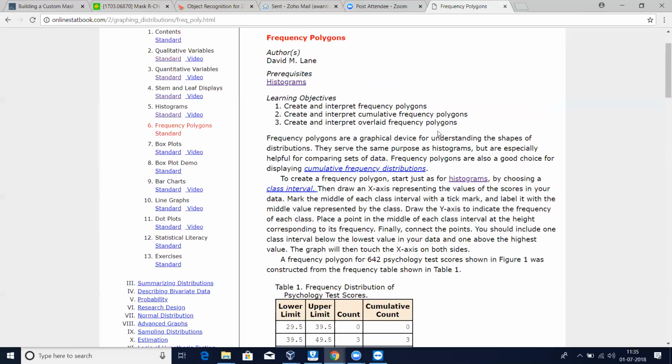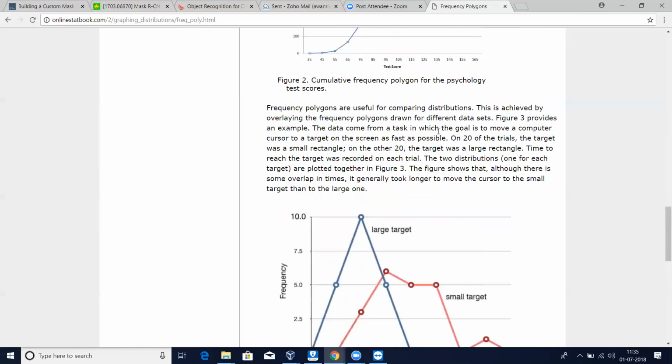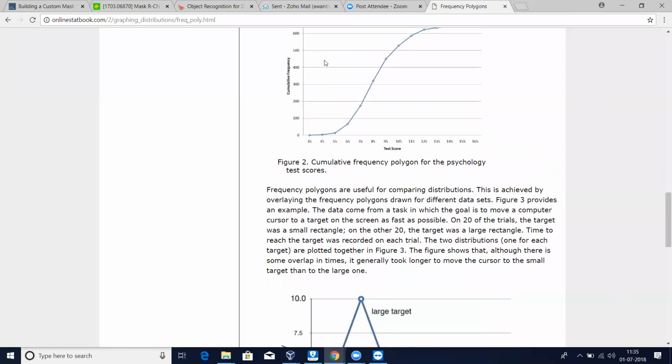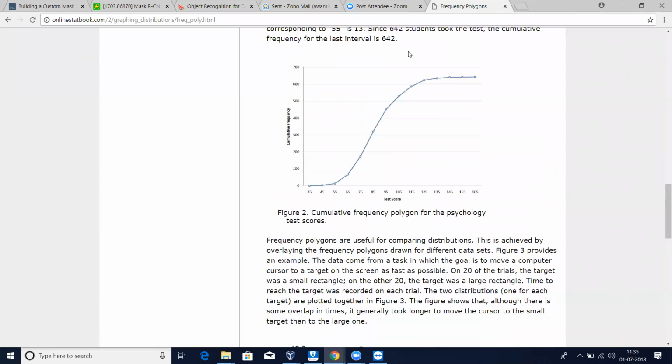Okay, so this is your cumulative frequency, right? What is happening over here is whatever has happened till here plus the ones before it, that is the cumulative frequency. That is what makes the graph like this. We call it a running sum also.